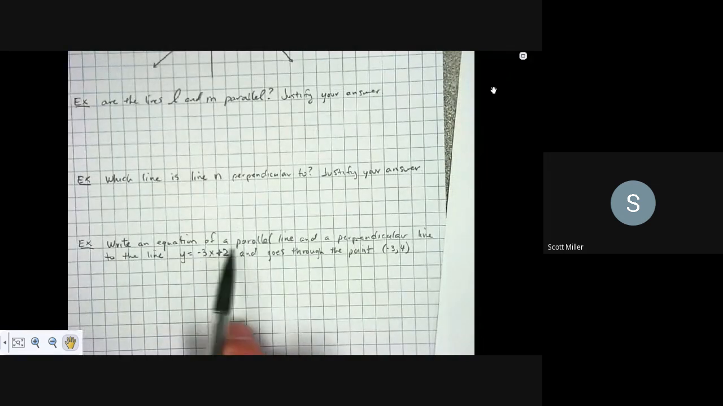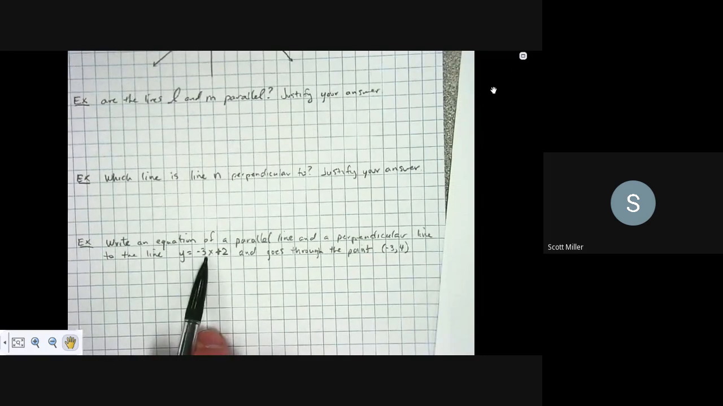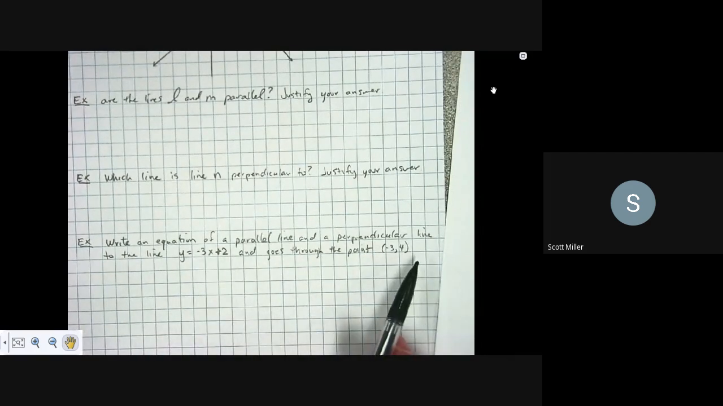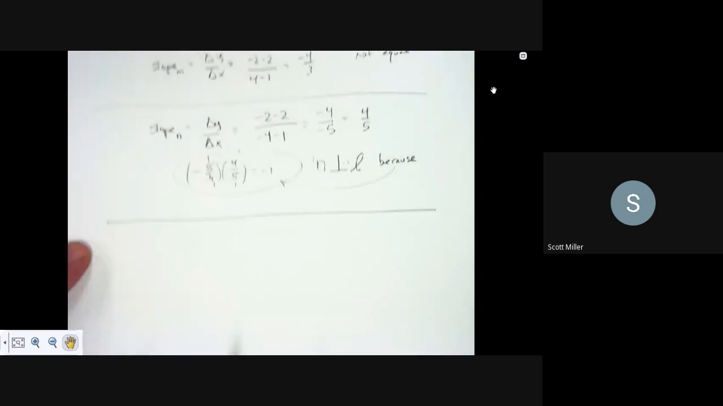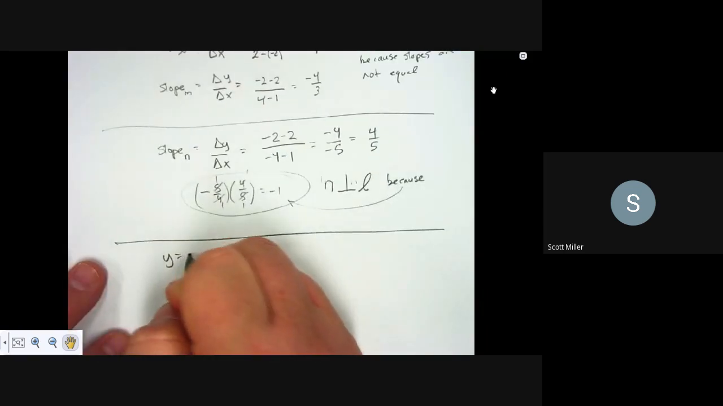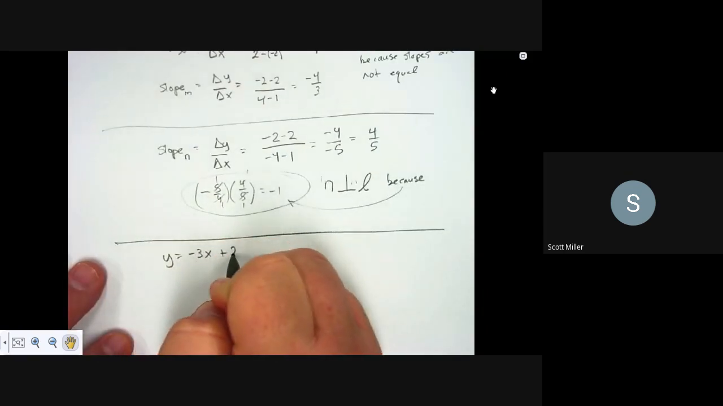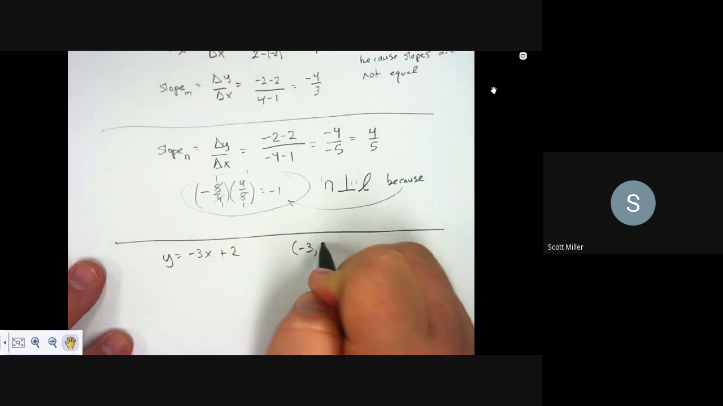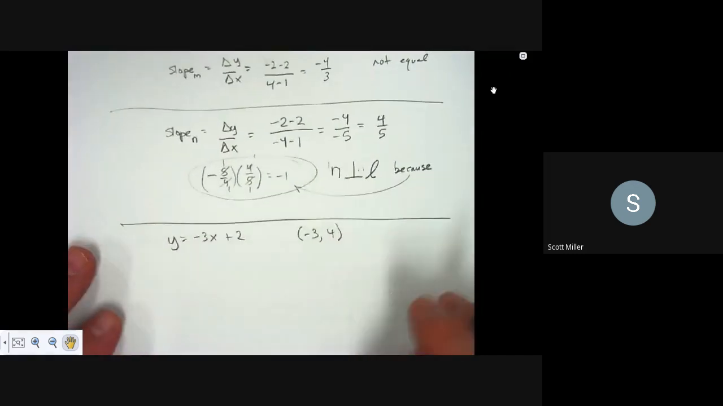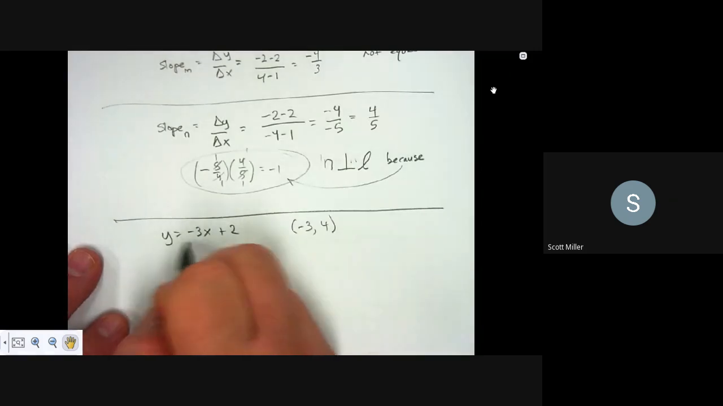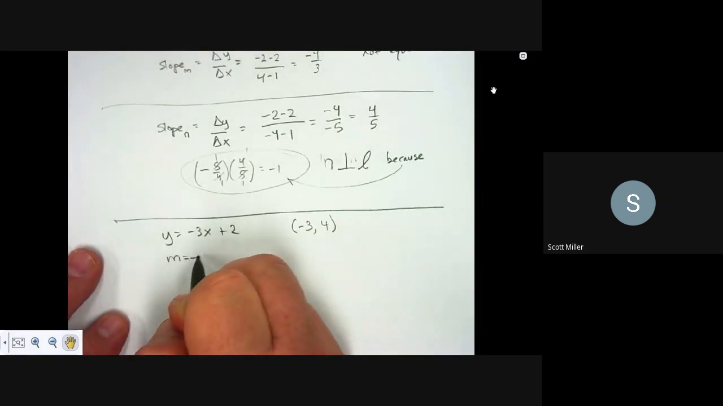Write an equation of a parallel line and a perpendicular line to this line that go through that point. So I want a line parallel to this one that goes through that point, and a line perpendicular to this one that goes through that point. So 2 things. The line is y equals -3x plus 2. Our point is (-3, 4). Remember, we need a point and a slope, so we're going to need to find slopes. What is the slope of this line? It is -3.